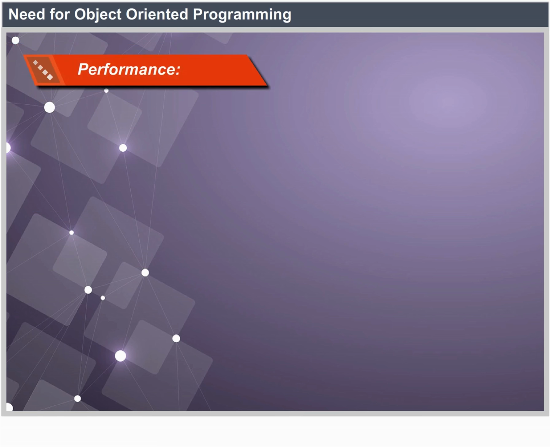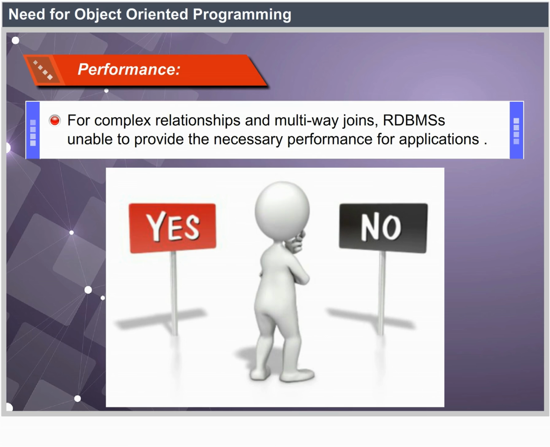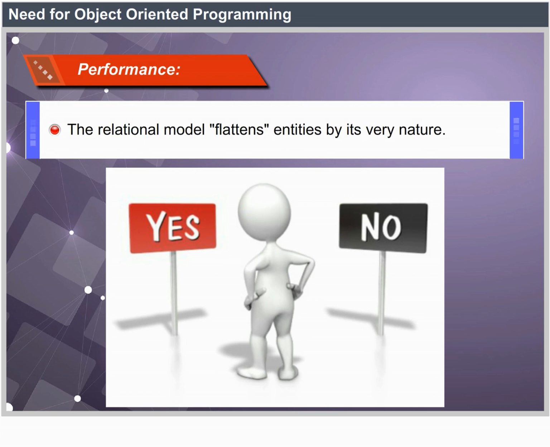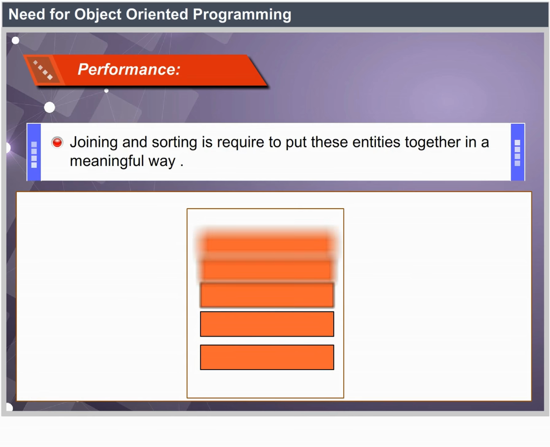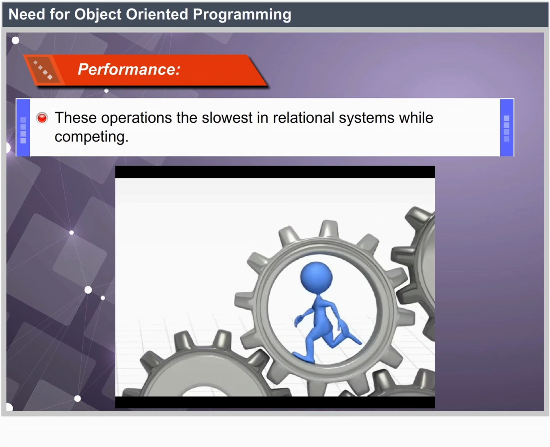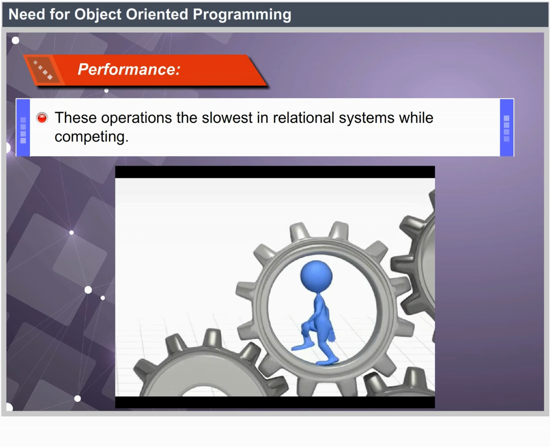Performance. OODBMS have been unable to provide the necessary performance for applications with complex relationships and multi-way joins. By its very nature, the relational model flattens entities. Putting these entities together in a meaningful way requires joining and sorting. These operations compete for being the slowest in relational systems.